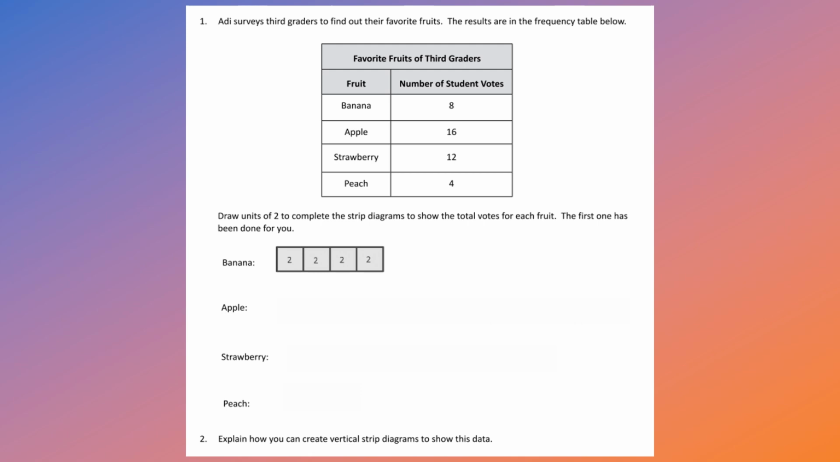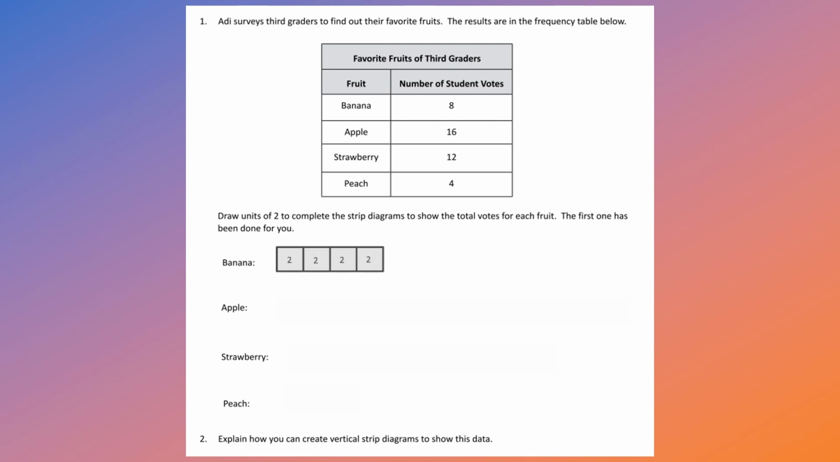Now, before we start, I just want to remind you to try to complete your homework on your own and use the video to help you check your work. Now, number 1 says, Addie surveys third graders to find out their favorite fruits. The results are in the frequency table below.